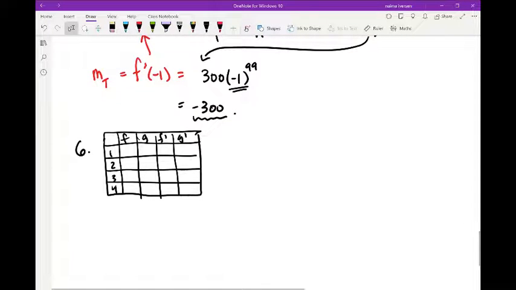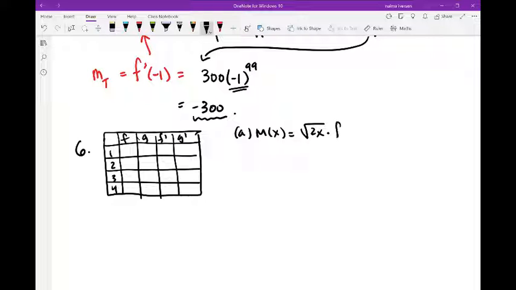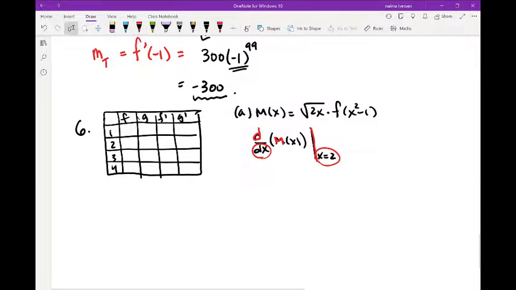Yes. Okay, so the first question says that m of x is equal to the square root of 2x times f of x squared minus 1. And we want to find d dx of m of x at x equals 2. So d dx means the derivative of m of x with respect to x when x equals 2. So that's what we're looking at. Essentially, it means find m prime of 2. It's just a fancier way of doing it.